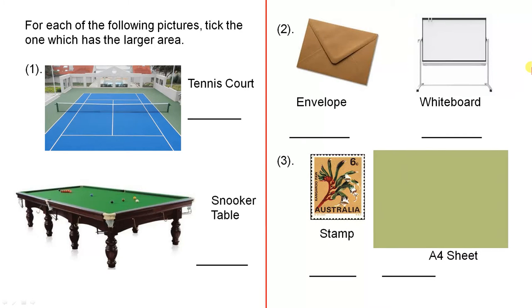And the final slide with questions. For each of the following pictures, tick the one which has the larger area, either the tennis court or the snooker table. The next choice, the envelope or the whiteboard. And the third choice, the stamp or the A4 sheet.